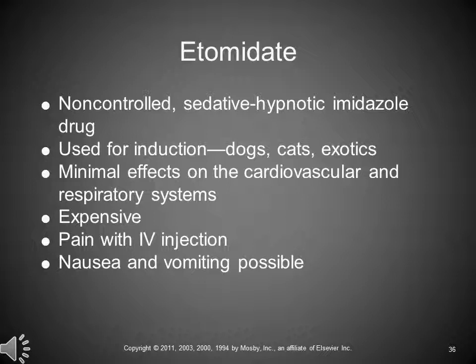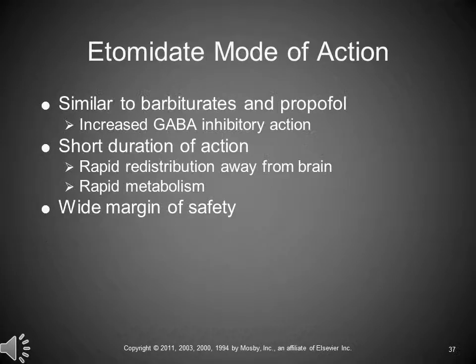It can cause a little bit of nausea. Vomiting is possible. Humans report nausea and vomiting can occur with rapid induction of Etomidate. Its mode of action is similar to the barbiturates, Propofol. All these guys are kind of working the same way. We have increased GABA inhibitory action. Etomidate has a short duration of action. You give it and it is rapidly sent to the brain, and then it is rapidly redistributed away from the brain. It has a very rapid metabolism.